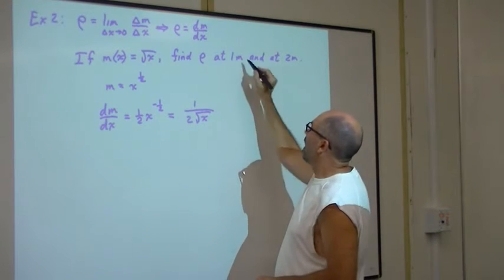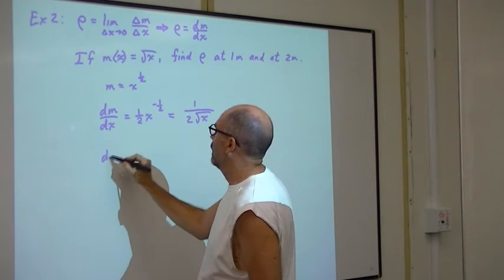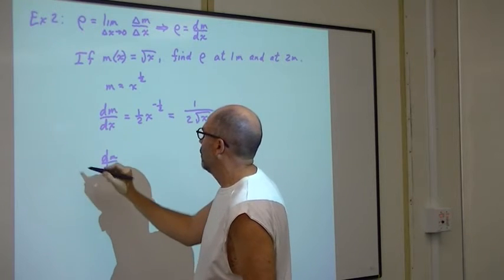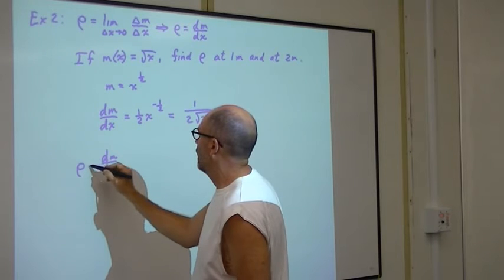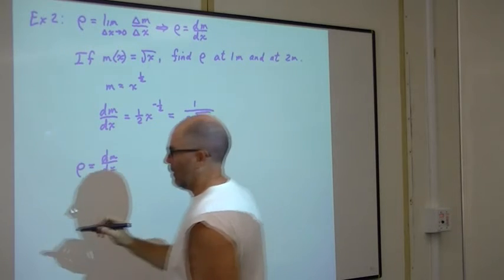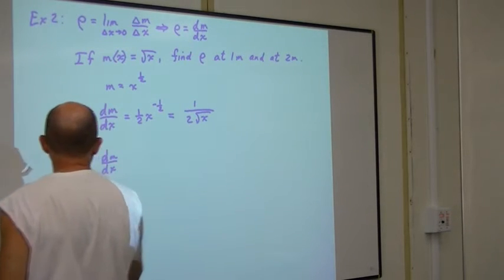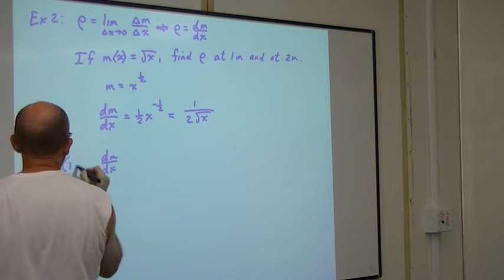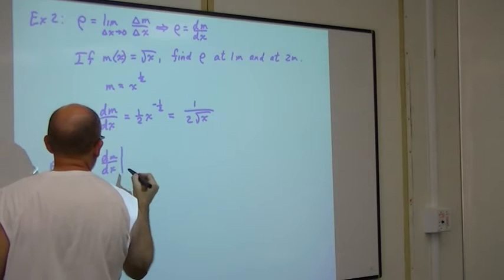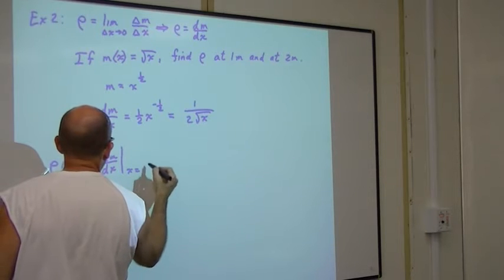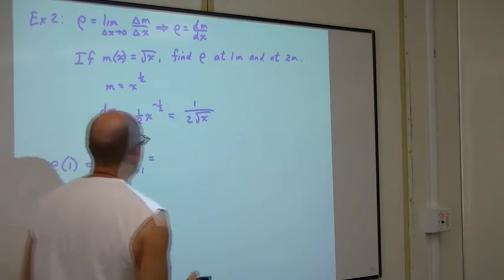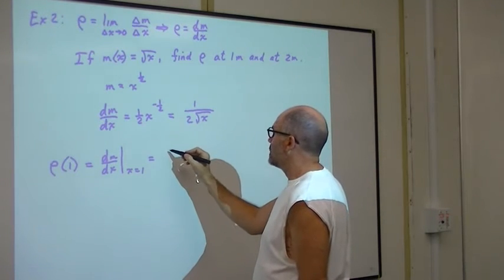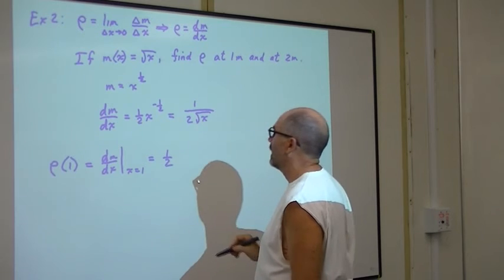Okay, now, at 1 meter, well, let's just go rho, here, get the notation right. Rho of 1 meter is going to equal dm dx, where x equals 1, which is going to equal 1 over 2 times square root of 1, which equals 1/2.